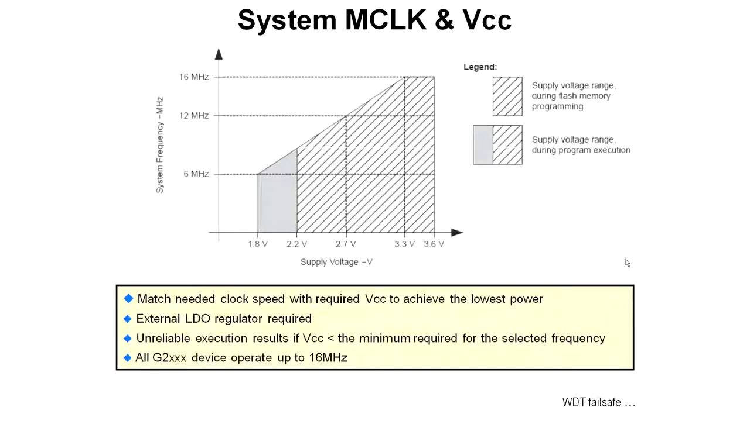If you're going to be changing the voltage, these devices don't have an internal low dropout, or LDO, regulator built in. You would have to provide them with an external one. And that's typically the way that it's done if you want to get the very best performance of the device over the lifetime of a battery, is to provide a low-cost external LDO. If you drop the VCC below the minimum required for your selected frequency, you're going to get into a region of what we'll call unreliable execution. You probably don't want to go there. All those value line parts will operate all the way up to 16 megahertz if you need them to.